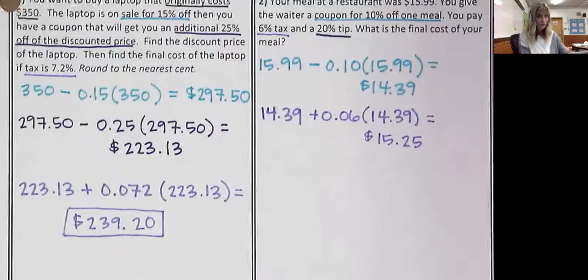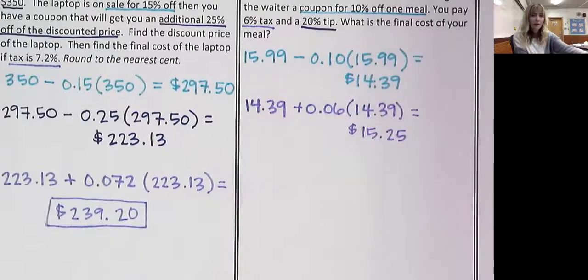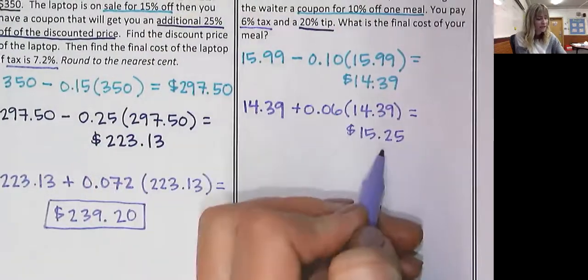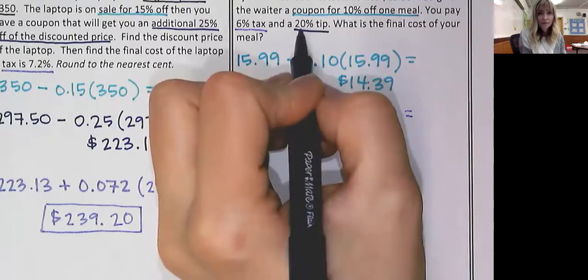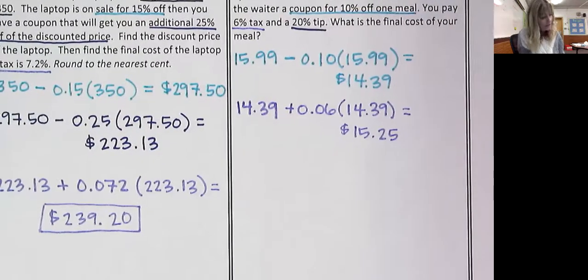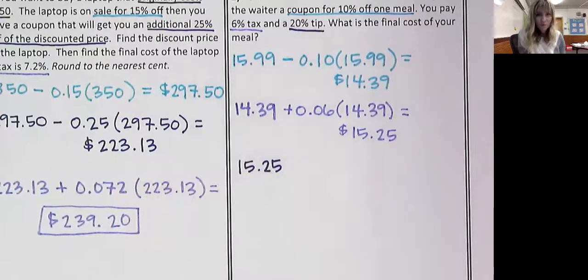Now the waiter, you know, I ordered a meal for $15.99. I gave the waiter my coupon. He came back with a bill that had the 6% tax on it. So now I'm looking at a bill that says $15.25. And I am calculating my tip, my 20% tip off of that. All right, so here's my new original once again, $15.25.